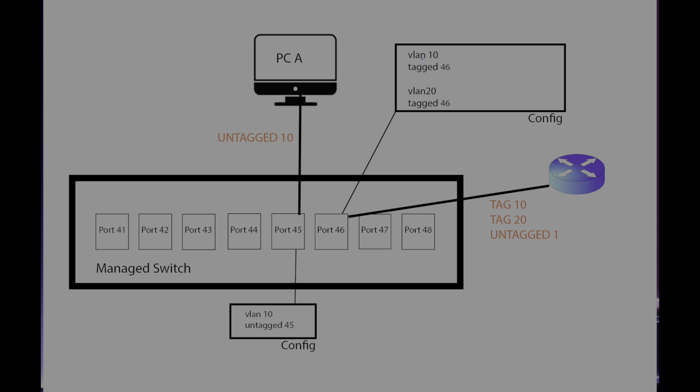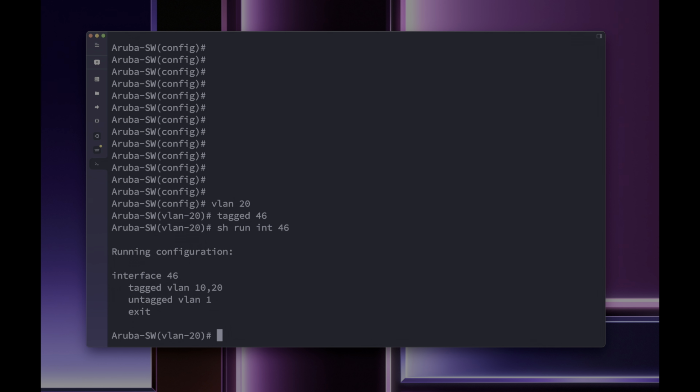Now, when a packet is going to exit interface 46, if the packet belongs to VLAN 10, the packet will be tagged. And the same applies to a packet that belongs to VLAN 20. If a packet belongs to VLAN 1, then when it's going to exit interface 46, it's going to be untagged. And the same applies the other way around.